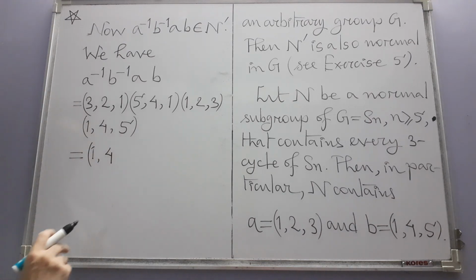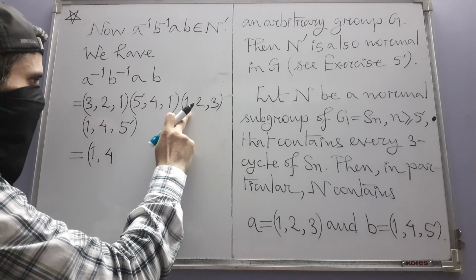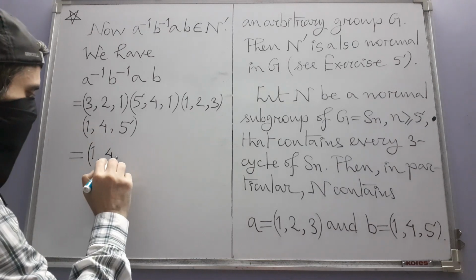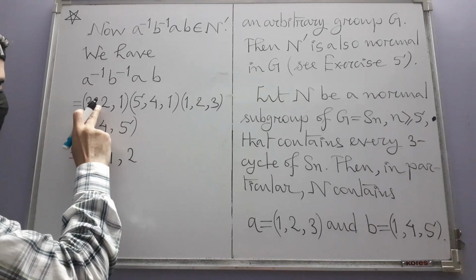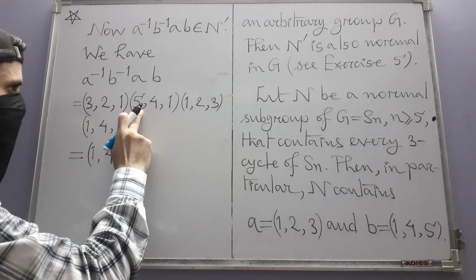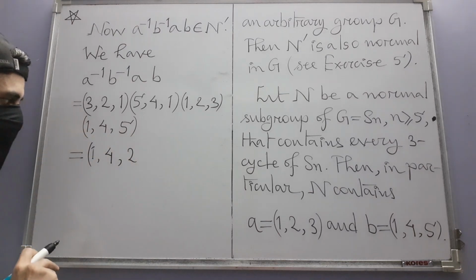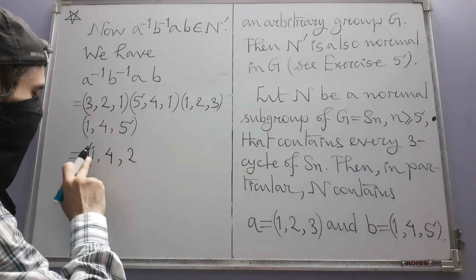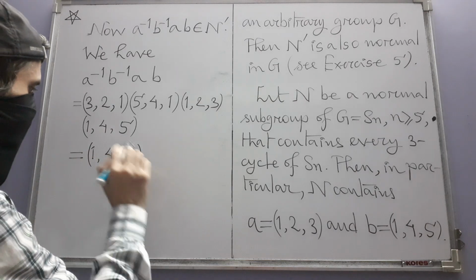Next we see where 4 goes. This one doesn't change 4. This one sends 4 to 1. This one then sends 1 to 2. And this one then doesn't change 2. That means 4 goes to 2. And then what happens to 2? 2 goes to 1, 1 goes to 5, 5 is unchanged by this one, and then this one sends 5 back to 1. That means it sends 5 to 1. So 2 goes back to 1. Okay, so that's it. So this is also a 3 cycle.